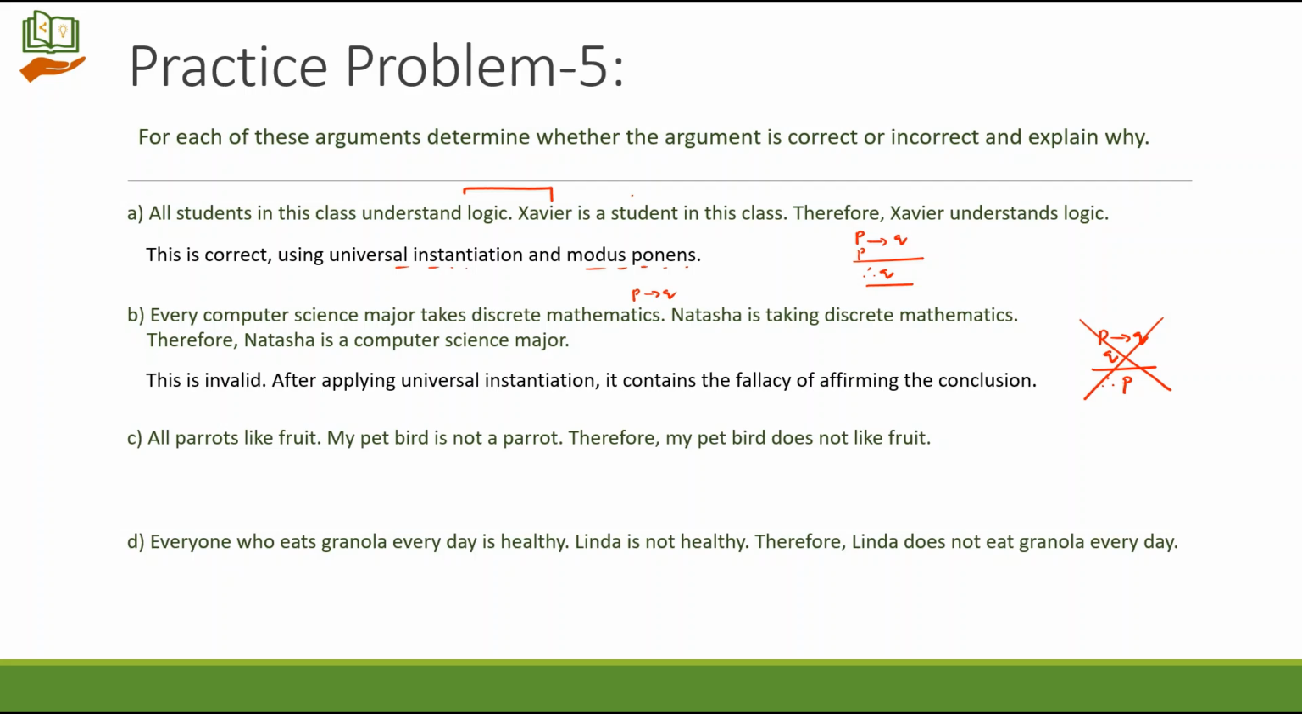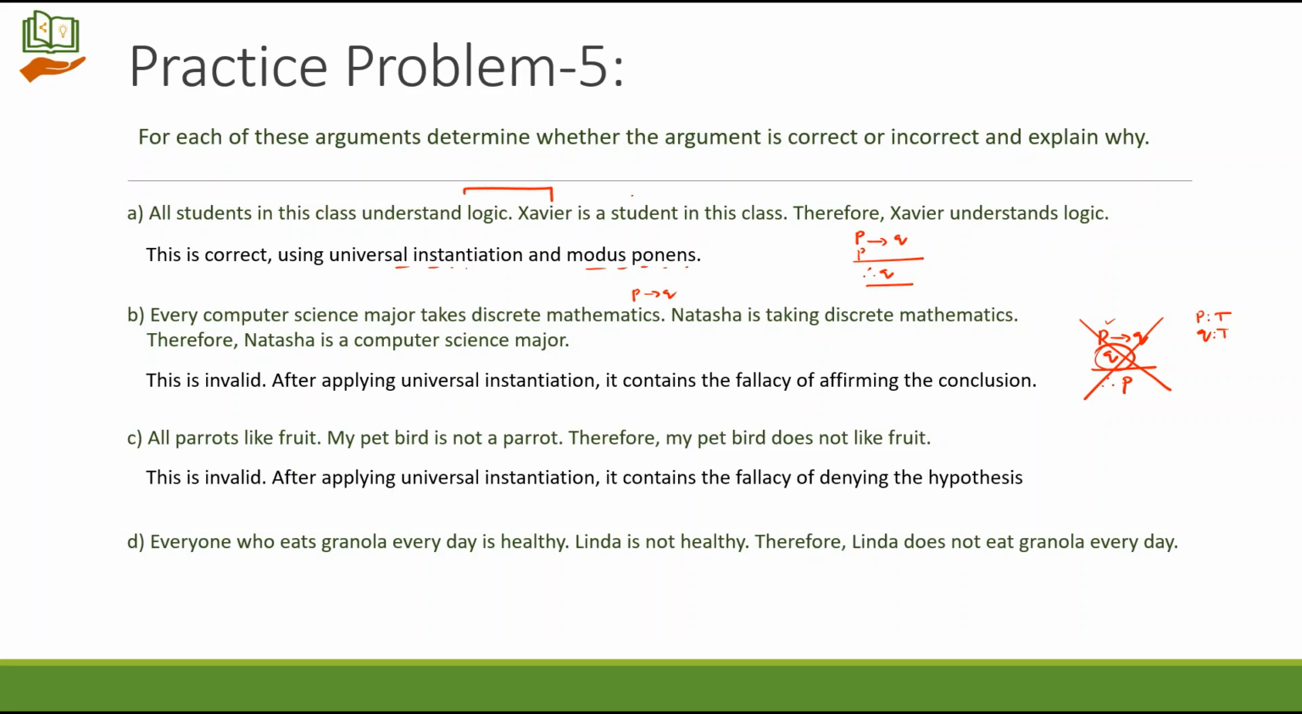It's not possible. All parrots like fruit. My pet bird is not a parrot. Therefore, my pet bird does not like fruit. This is invalid. If there is a bird that is a parrot, it likes fruit. So, it is P implies Q. My pet bird is not a parrot is negation of P. My pet bird does not like fruit is negation of Q. It is denying the hypothesis.